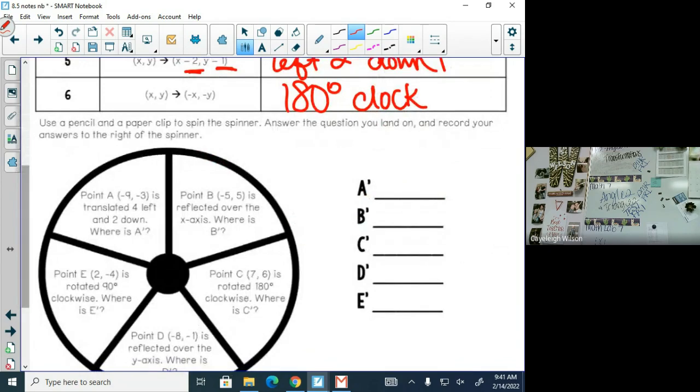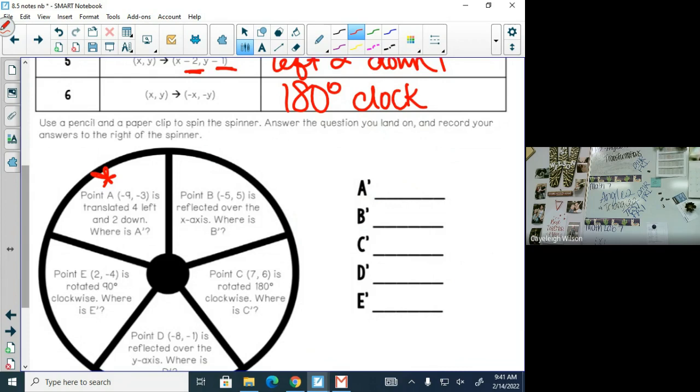All right, shifting down here to the last part. We're not going to do the spinner here. We're just going to answer them in order. Okay, so it says, answer the question you land on and record your answers to the right of the spinner. So we'll start with point A. Point A is at -9, -3. If it is translated 4 left and 2 down, where would A prime be?